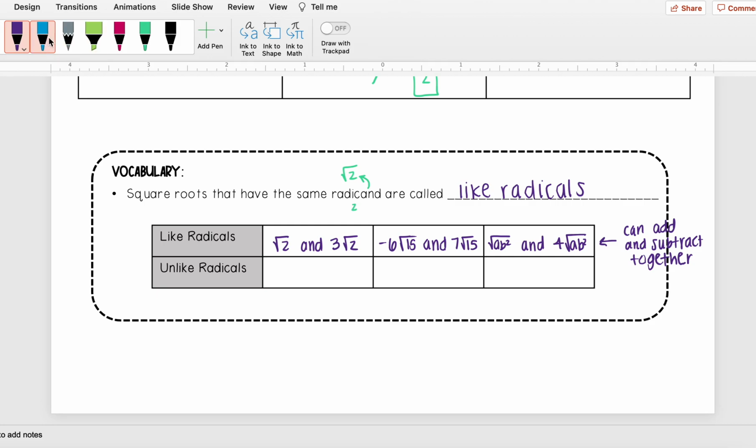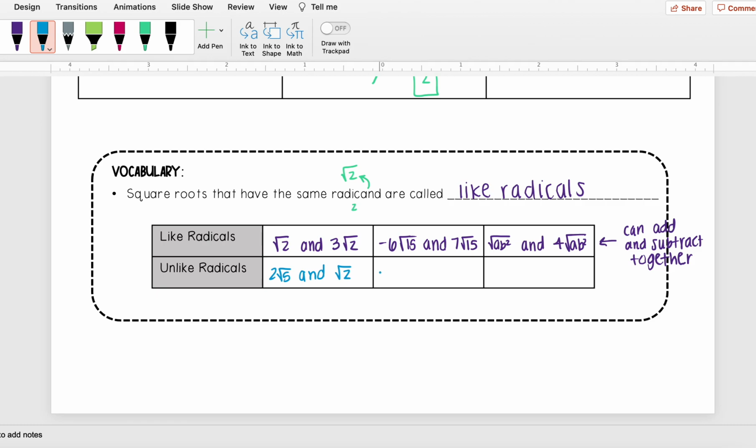However, unlike radicals, I cannot do that. So for instance, if I had 2 square root of 5 and square root of 2, I could not add those together. And that's because they don't have the same number underneath the radical. Square root of 5 and square root of 2, those aren't the same.